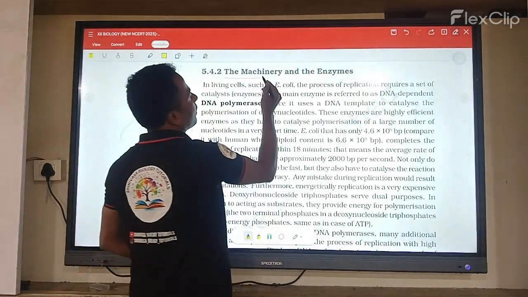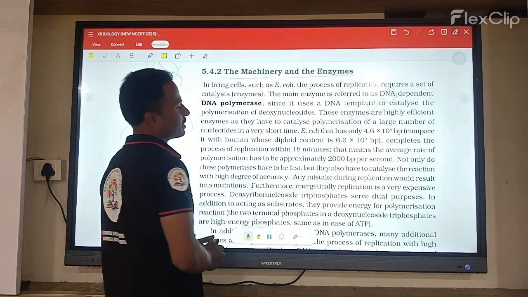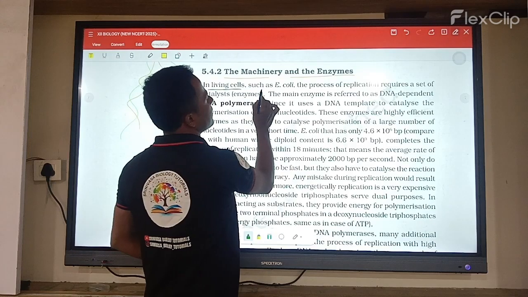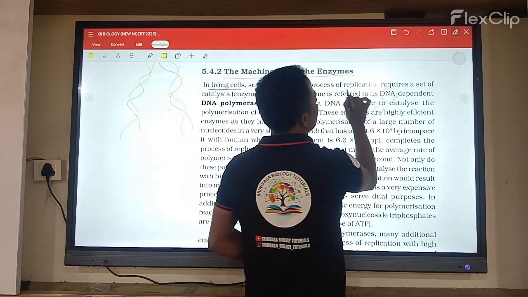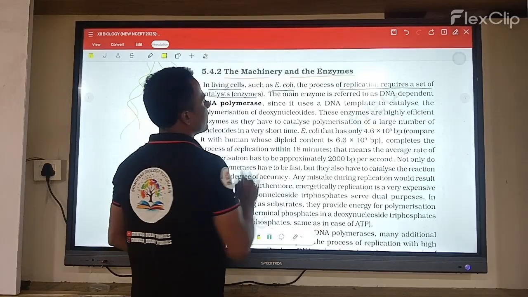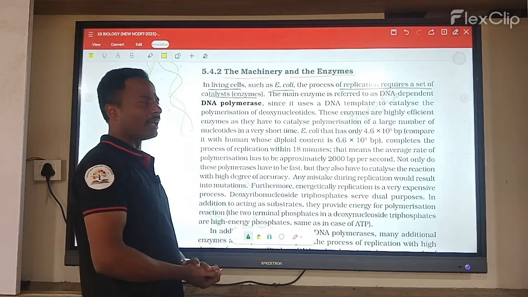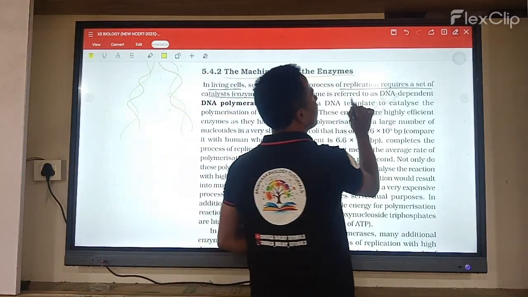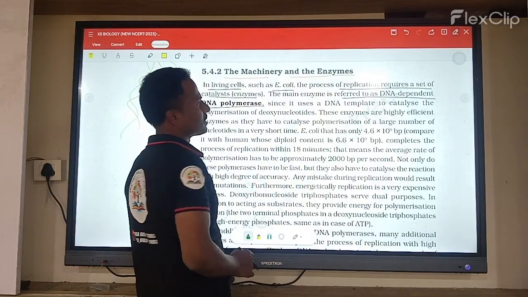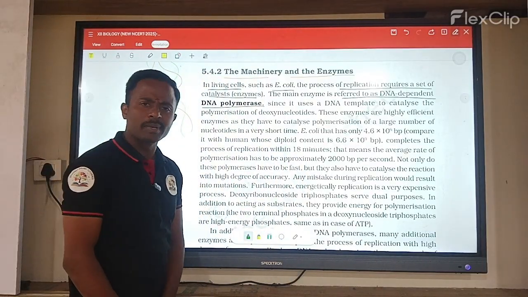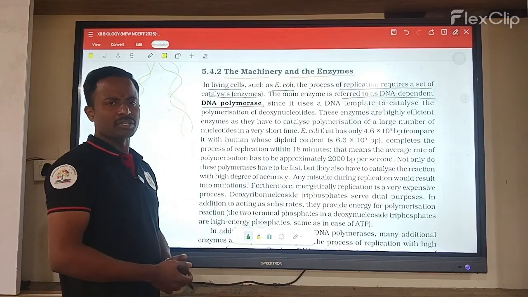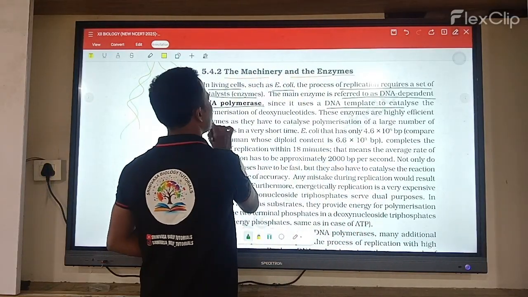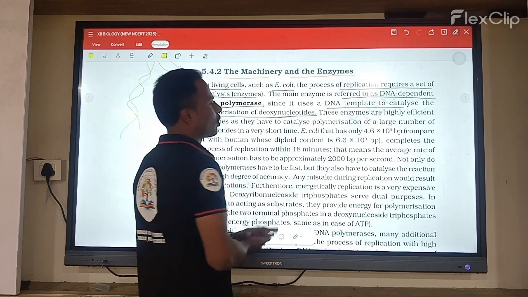The machinery and the enzymes. Let's see. In all living cells, such as Escherichia coli, the process of replication requires a set of catalyst enzymes. So for the replication process in Escherichia coli, we require a number of enzymes. Am I right? The main enzyme is referred to as a DNA-dependent DNA polymerase enzyme. It is very important for the replication process, since it uses a DNA template to catalyze the polymerization of deoxynucleotides.